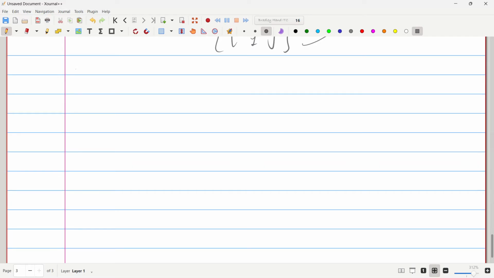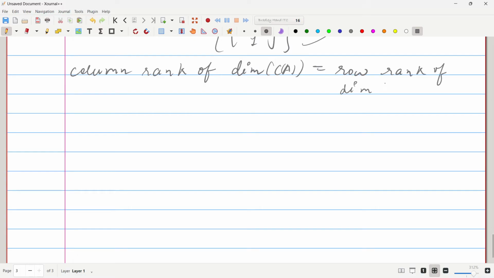And column rank, which is the dimension of column space, is equal to row rank, the dimension of row space.